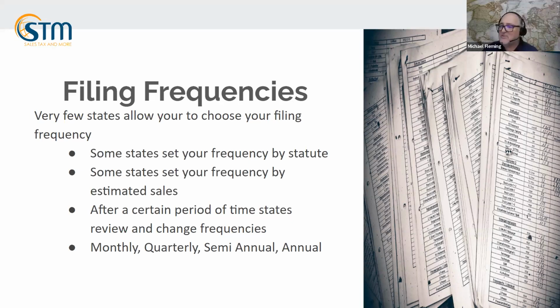The filing frequencies are monthly, quarterly, semi-annual, and annual. Very few states have semi-annual. We're seeing a trend out there of states moving away from quarterly and shifting people to monthly. There's also occasional, and occasional means if you collected tax during the month, then you're supposed to remit it that month. Occasional doesn't mean, hey, I get to file whenever I want.